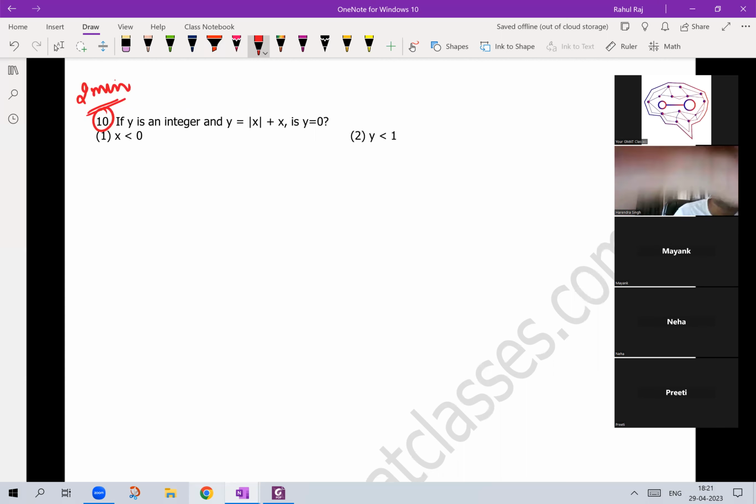When your video is on, can you switch it off?